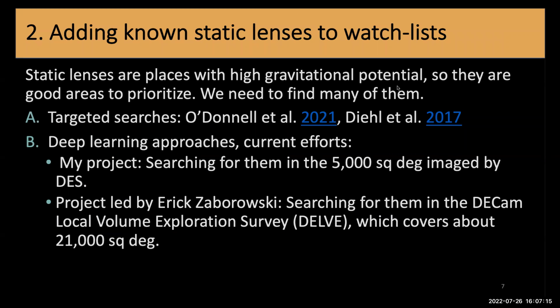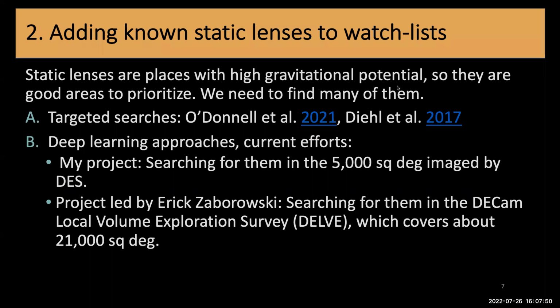Okay, so then another method of identifying lensed transients is by adding known static lenses to a watch list. And then when there is an alert that in an area there is a time difference in brightness, then you prioritize the areas where you know that there is a high gravitational field. So there are different kinds of searches. So for example, there are searches that are targeted. So they look at certain areas in the sky where they expect to see lenses.